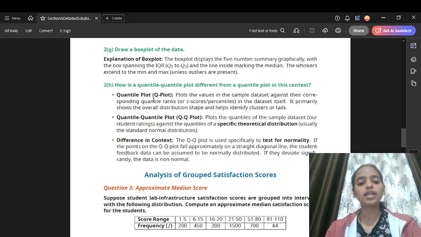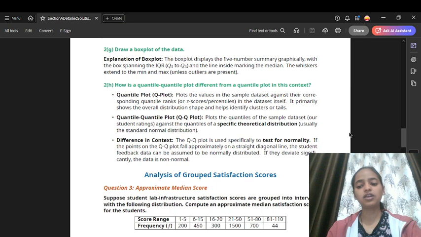2h. How is the quantile plot different from a QQ plot in this context? The quantile plot, or Q plot, plots the values in the sample dataset against their corresponding quantile ranks or percentiles in the data itself. It primarily shows the overall distribution shape and helps identify clusters or tails. The QQ plot plots the quantiles of the same sample dataset, the student ratings, against quantiles of a specific theoretical distribution, usually the standard normal distribution.